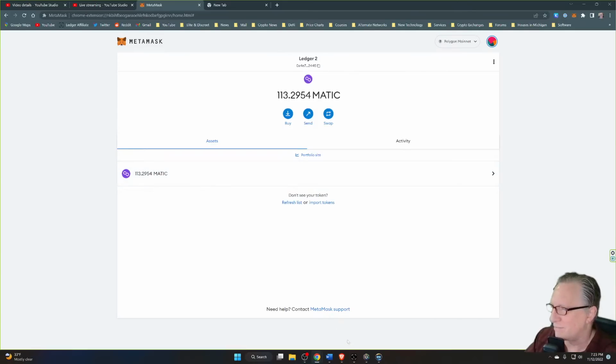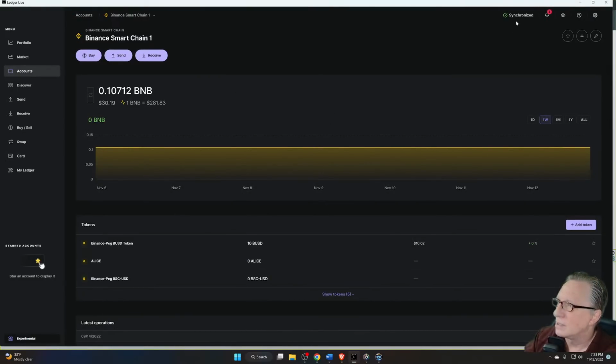Now I'm getting confused. Let's go back over here. So it showed up in MetaMask, but not in Ledger Live yet. But it'll show up here shortly. All right. There it is, right? So there is our Binance US dollar token, safe and secure in our own Ledger-based wallet, right?